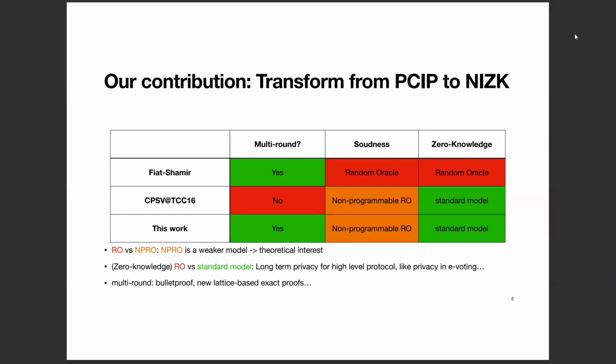The third point I want to mention is the importance of multi-round. Nowadays, there are bulletproofs and new lattice-based exact proofs. They all benefit from the fact that there are more rounds than just three passes, and they can benefit from the multi-round structure to have more efficient constructions.